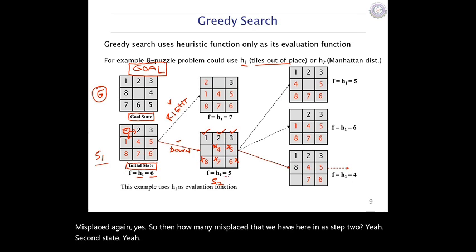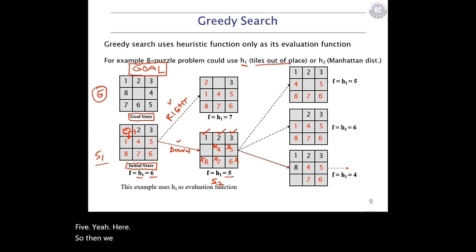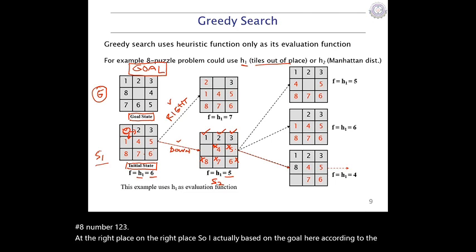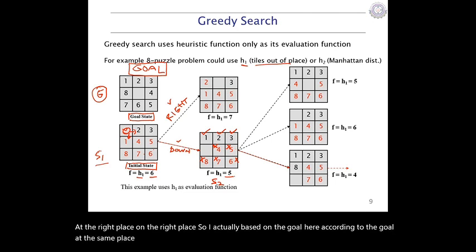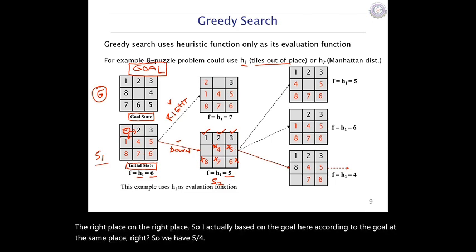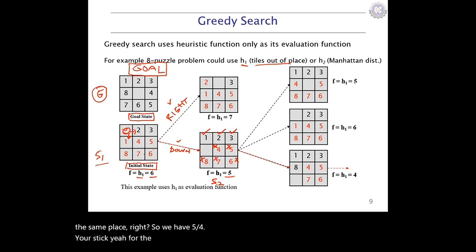5. So then we got H1, heuristic 1, tiles out of place, 5. Number 4, number 5, number 6, number 7, and number 8. Numbers 1, 2, 3 are in the right place, the same place according to the goal, right? So we have 5 for the heuristic for the second state, S2.